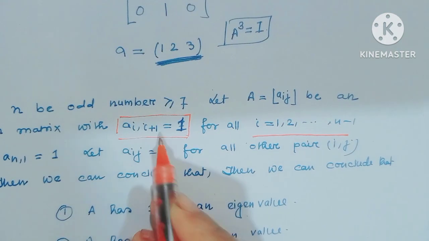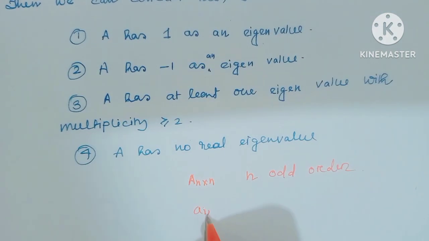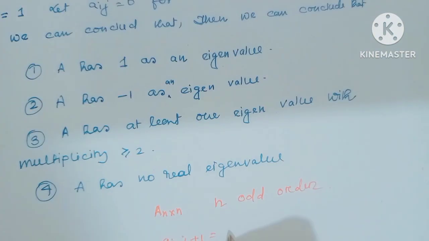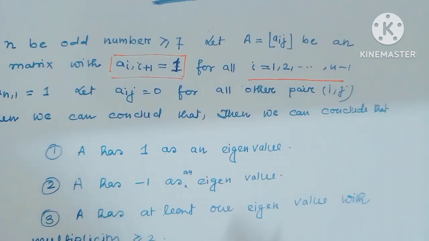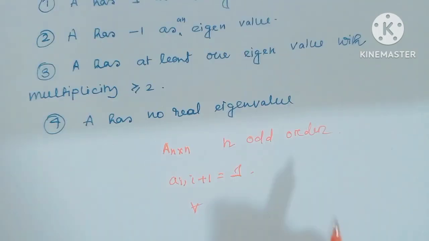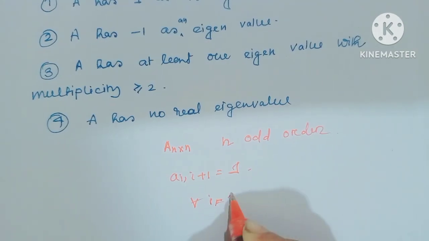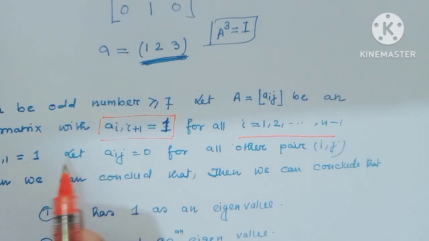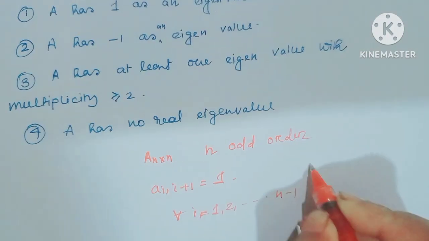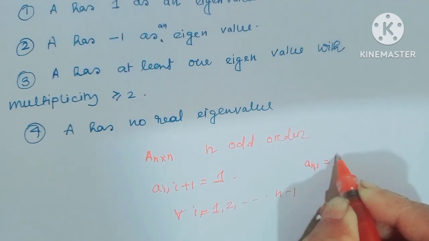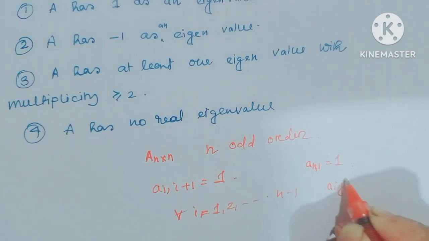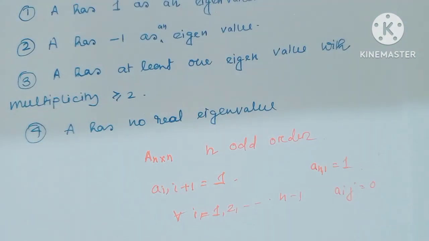Also given A(i, i+1) equal to 1, and this is true for all i equal to 1 to n minus 1. Also given A(n, 1) equal to 1 and A(i, j) equal to 0 for all other j.